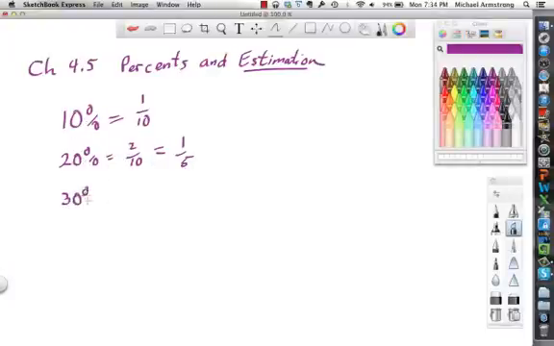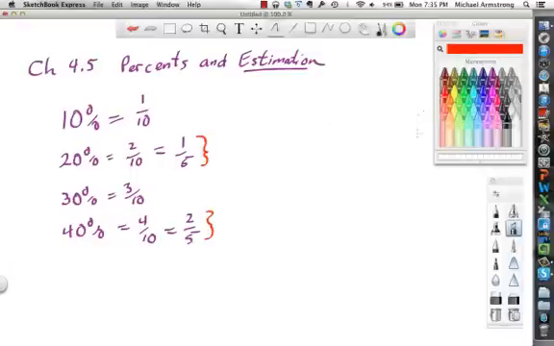30% obviously is 3/10. Okay, 40%, and I want you to notice here, is 4/10, but it simplifies just like 2/10 simplified down to 1/5. 4/10 simplifies down to 2/5. So these two, this one and this one, sort of go together. It's worth noticing.